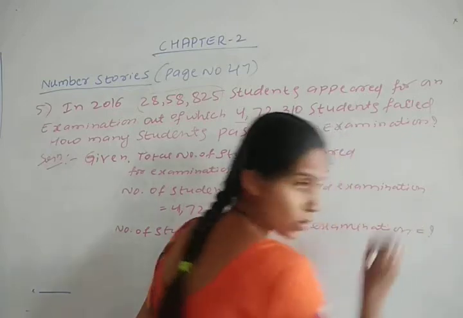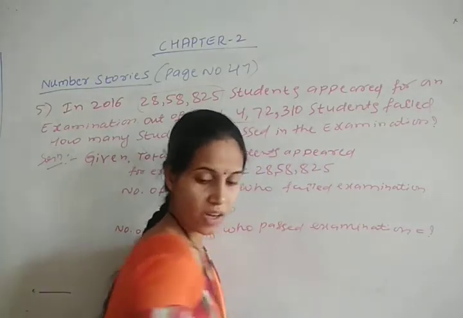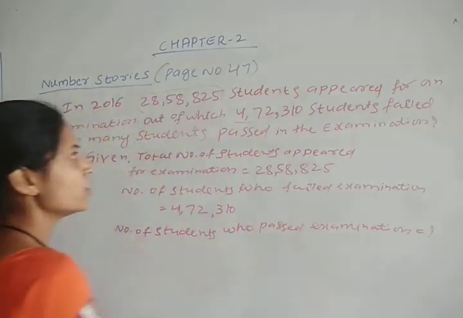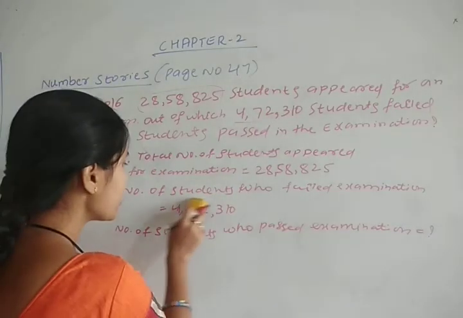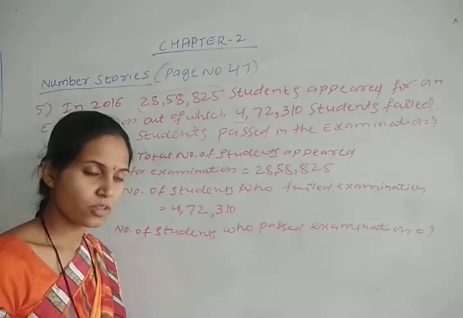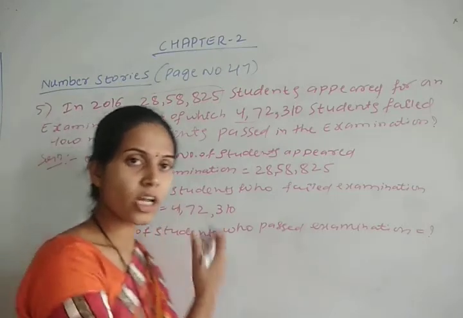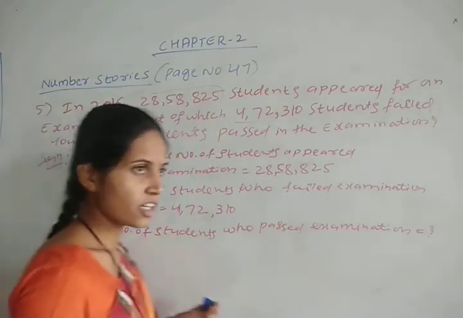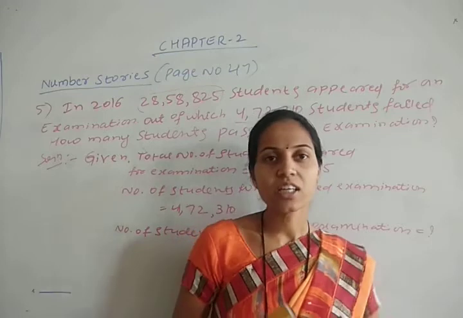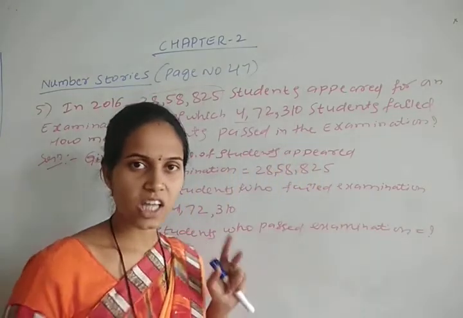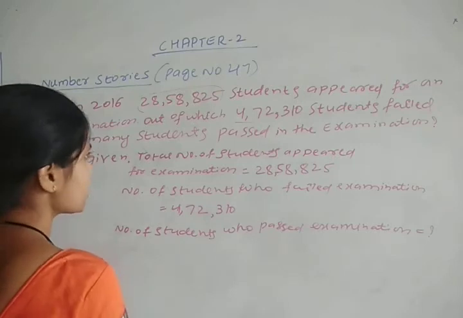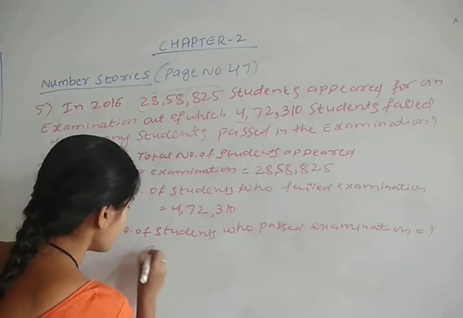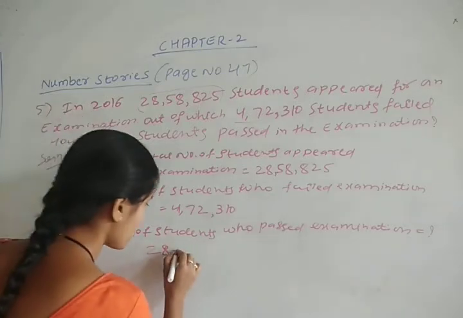This one we have to calculate. So that's why I have written the question mark. Now, to calculate the number of students who passed the examination, we shall subtract the number of students who failed the examination from the total number of students who appeared for the examination. Whatever the difference we get is nothing but the number of students who passed the examination. Now let us subtract the number of students who failed from the total number of students who appeared for the examination.